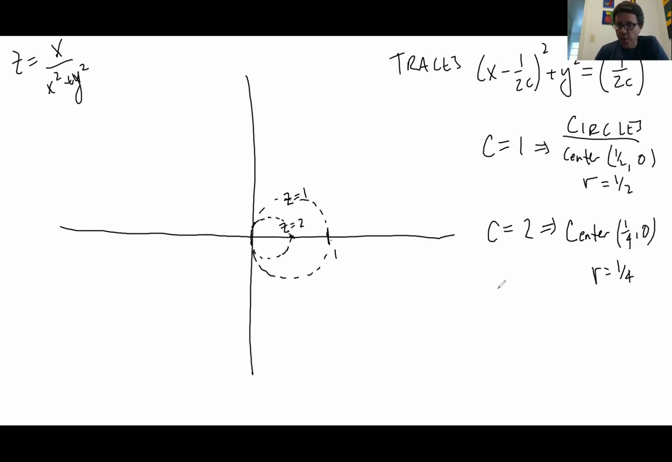All right, I'm going to draw a couple more and then draw the whole thing, and then color it here. What happens if c is a half? So if c is a half, now the center, I plug in, I'll get (1, 0), and the radius will be 1. So that's going to be a big circle.